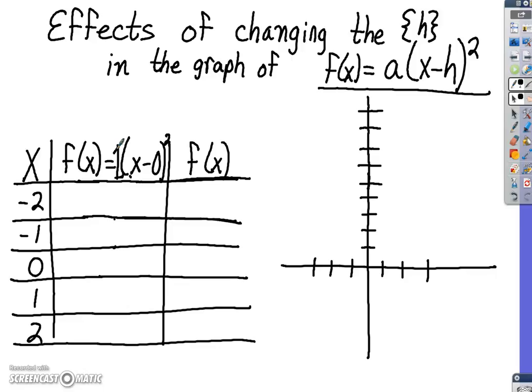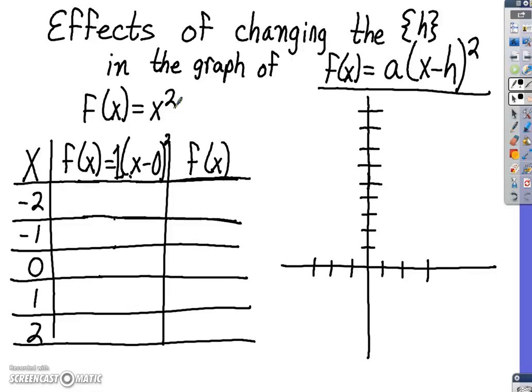So tonight we're going to change that h. Let's start with our parent function. We're going to look at f of x equals x minus 0 squared. Well, what's x minus 0? It's just x. So this is the same thing as f of x equals x squared. It's our parent function. We're just looking at it with h as 0.